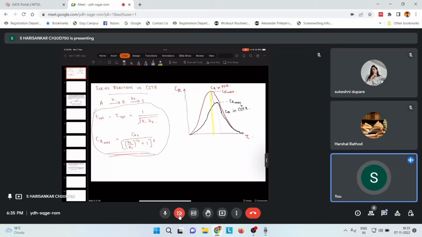Okay, so for optimum time also, we can see, this is tau optimum for CSTR, and this is the tau optimum for PFR, right? Because we have also learned that for a given conversion, the space time required in a PFR will be lesser compared to a CSTR for a positive order reaction. So these are just some graphical representations of these things.